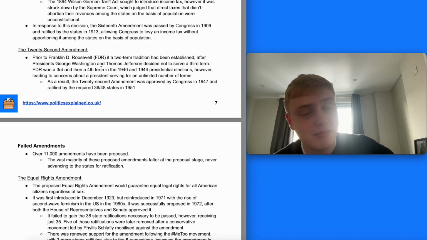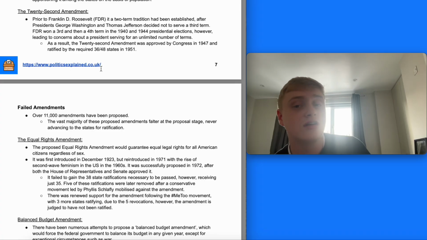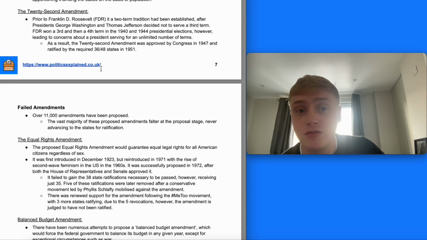The second successful amendment we're going to have a look at is the 22nd Amendment. Prior to FDR, there was a two-term tradition after Presidents George Washington and Thomas Jefferson decided not to serve a third term, even though it's quite likely that they may have been re-elected. So it was kind of a tradition and a convention. This was the case, but FDR effectively broke it, winning a third term in 1940 and a fourth term in 1944.